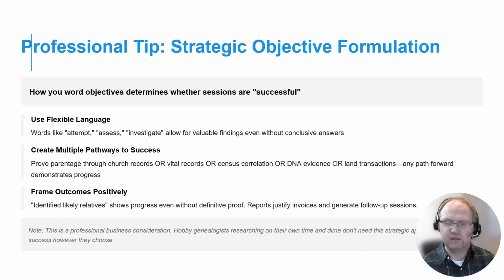That we got the results, that it was meaningful and worthwhile. So I guess one thing you can do is use flexible language. Words like attempt, assess, investigate, evaluate give you some flexibility. You can say you're going to attempt to identify the parents of John Smith. It's more achievable than identify the parents of John Smith. Both involve the same research, but one acknowledges you might not find a conclusive answer, and that's okay.